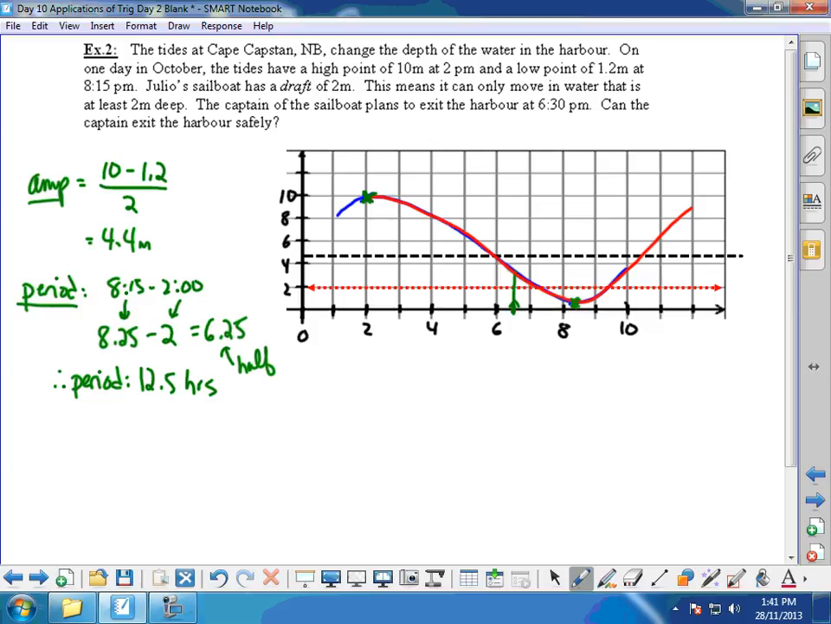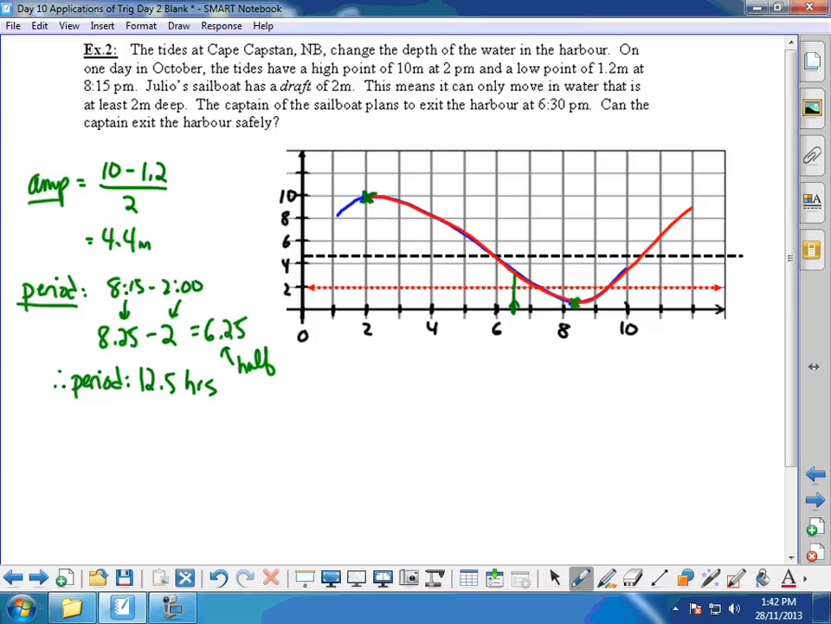Every 12 hours it fluctuates between high tide and low tide. It's not exactly 12 hours. In the winter and the spring, and in the summer, the tides are a little bit different. That's why we're a little bit off. But in this particular case, they told us that the high tide was 2 o'clock. The low tide is 8:15. And so it's 6 1/4 hours between the high and the low. So our period must be 12.5. So every 12.5 hours, it's going to repeat.